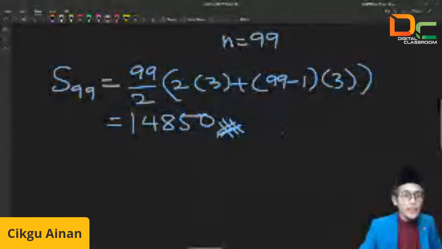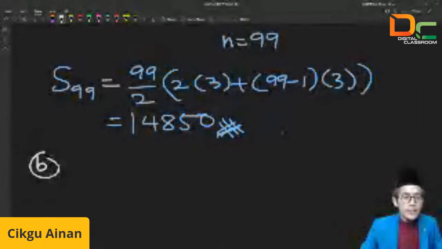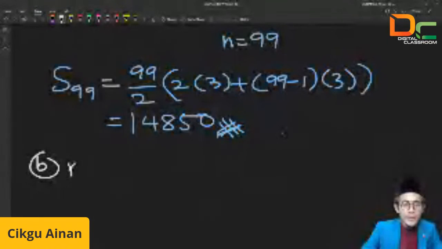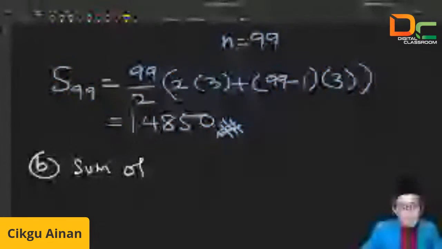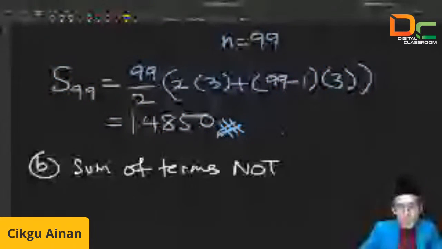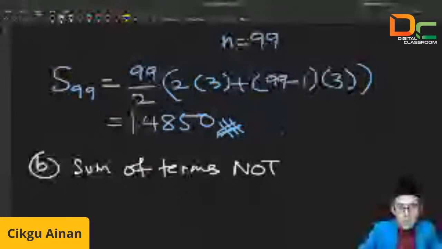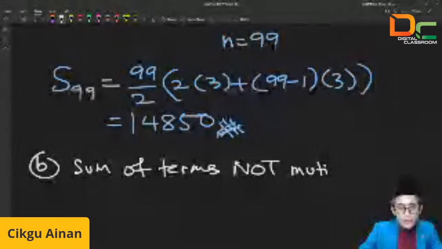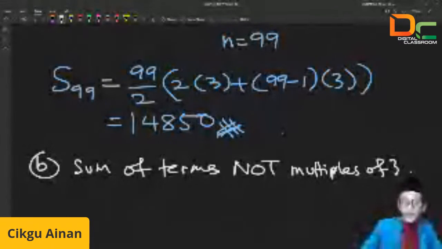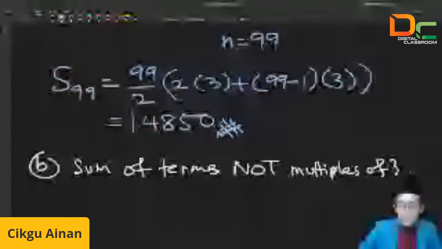Now continue with the second part. The sentence is, I'll write it here, not the full sentence. Sum of terms not divisible, not multiple of 3. Even though the question only puts the word not, it is not simply subtract and make a new debt, cannot. We must understand the concept.